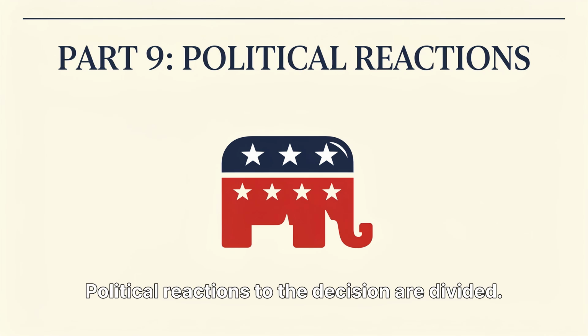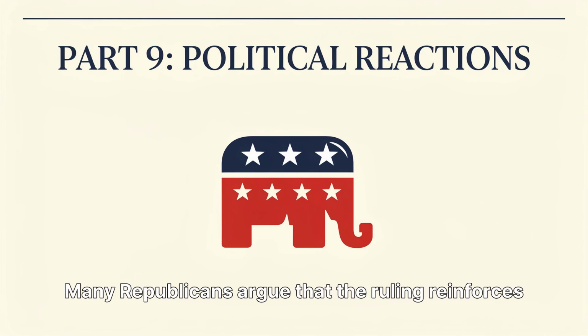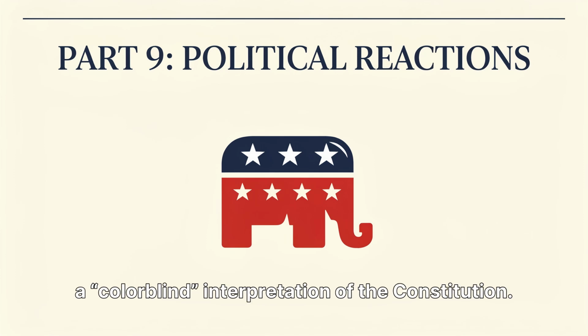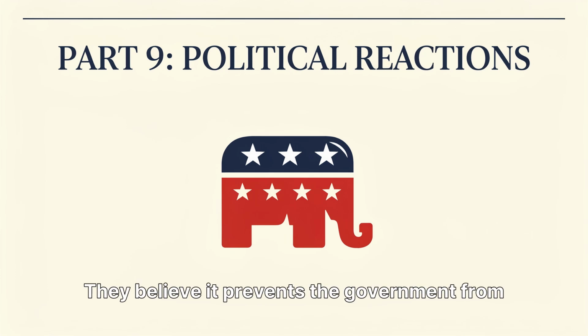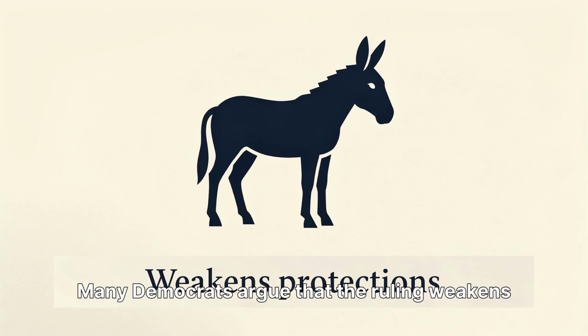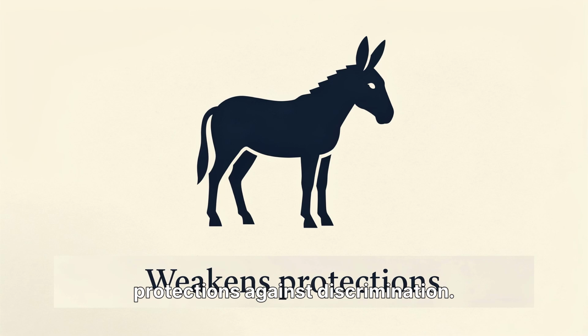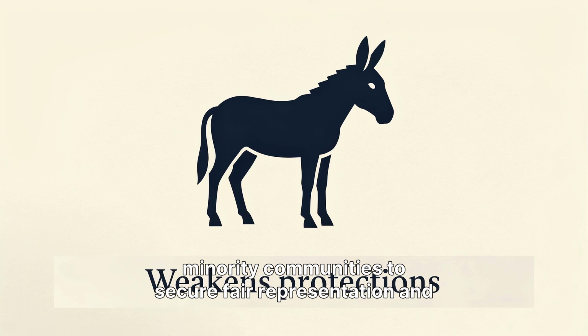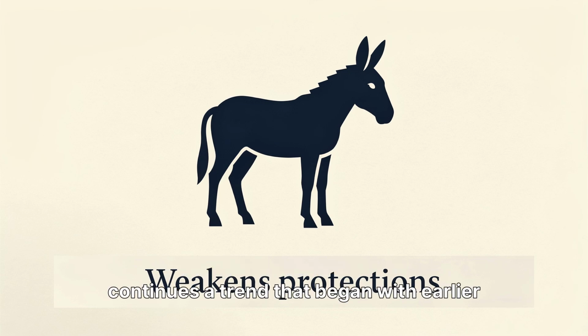Political reactions to the decision are divided. Many Republicans argue that the ruling reinforces a color-blind interpretation of the Constitution. They believe it prevents the government from making decisions based primarily on race. Many Democrats argue that the ruling weakens protections against discrimination. They believe it makes it harder for minority communities to secure fair representation and continues a trend that began with earlier decisions like Shelby County versus Holder.